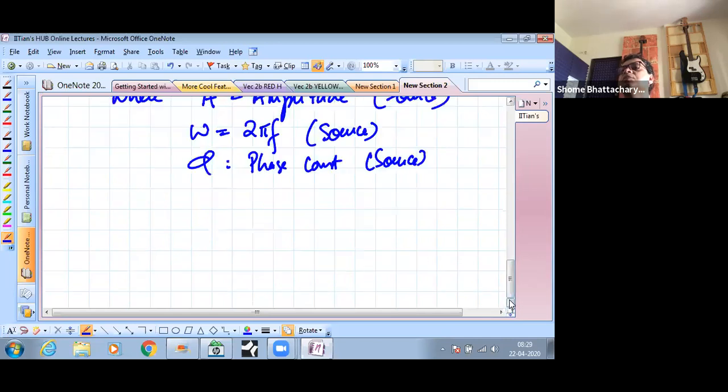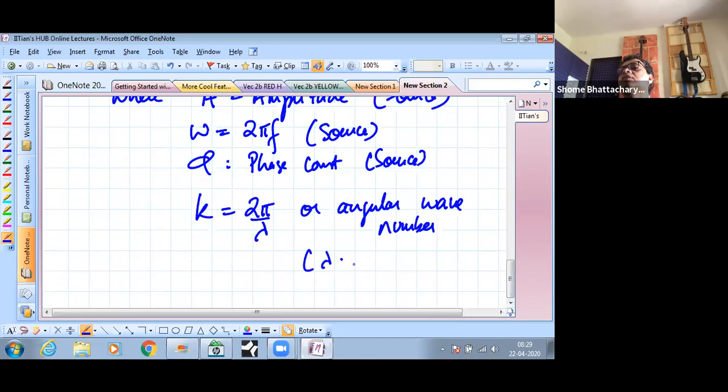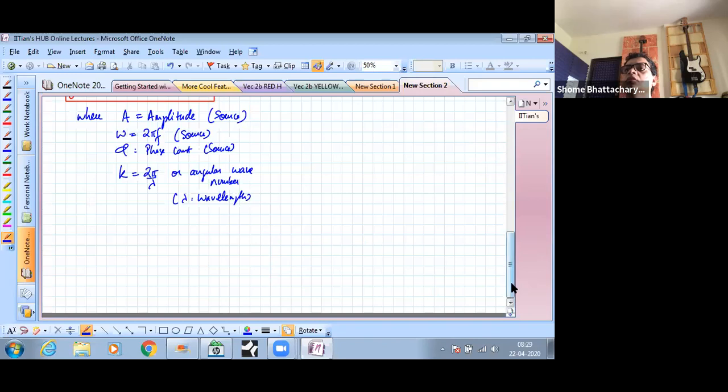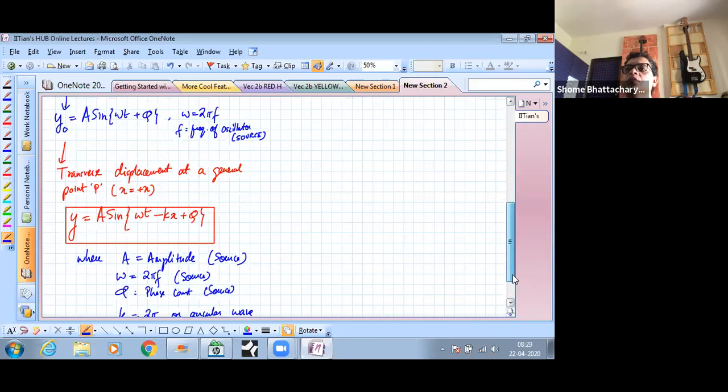But there is an additional term now, k. Okay, and k is what we call 2 pi by lambda, the angular wave number, where lambda is what we call the wavelength. We'll recall in a moment why we call it wavelength. First I'll just minimize this portion so that you can see the entire thing that we discussed now.